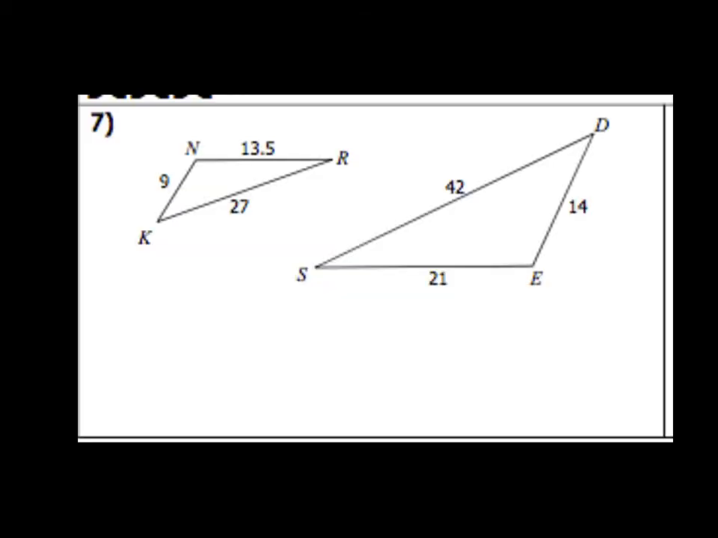Next, this one, we see three sides. So we're going to see if these are similar based on side, side, side. So I'm going to write these sides in order from least to greatest. I'm going to do 9, 13.5, and 27. And I'm going to put that over the sides of the other triangle in order from least to greatest. So that's going to be 14, 21, and 42.